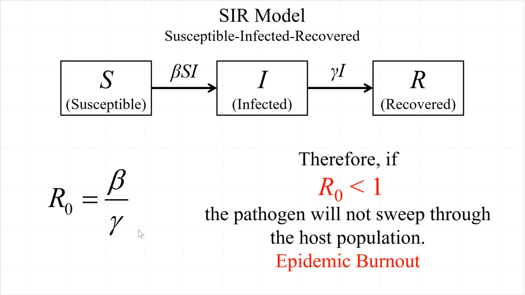Now, the converse of this is that if R naught is less than 1, the pathogen will not sweep through the population. Basically, the pathogen will do what epidemiologists call epidemic burnout. It'll infect the host population, but the infection will peter out, not because it sweeps through the population and forces all susceptible individuals to become recovered, but simply because of not having a high enough transmission rate relative to the recovery rate to maintain itself in the host population.